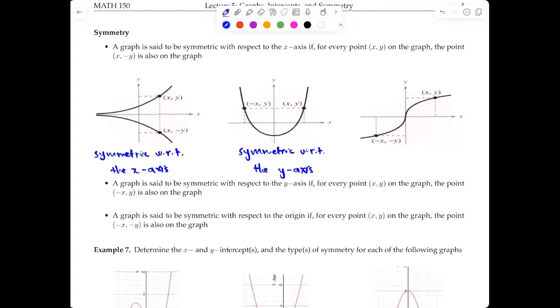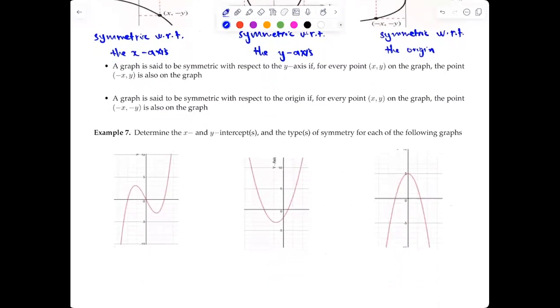Then the last image you see here is that the graph is symmetric with respect to the origin. If you consider the point (x, y) on the graph, then the corresponding point (-x, -y) is also on the graph. So this is symmetric with respect to the origin. These are the symmetry types of a graph, right? So the graph can be symmetric with respect to the x-axis, the y-axis, the origin, or all of them.